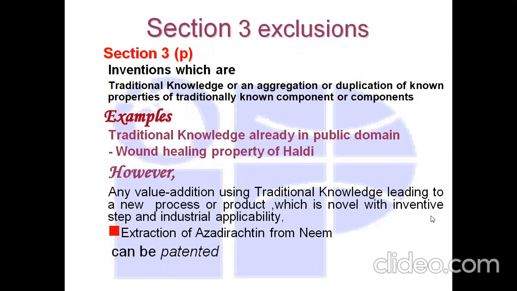3P invention, which are a traditional knowledge or an aggregation or duplication of known properties of traditionally known components. Example: the knowledge already in the public domain, the wound healing property of haldi, right? The property of haldi, this is the traditional knowledge, whether medical or in terms of the agriculture part, right?